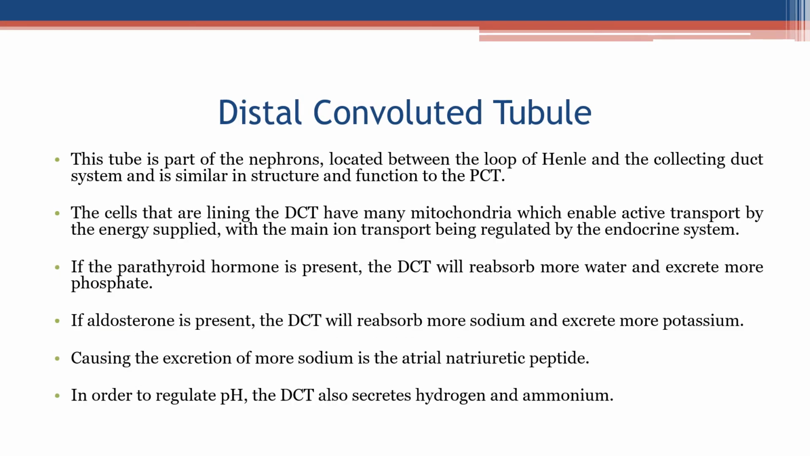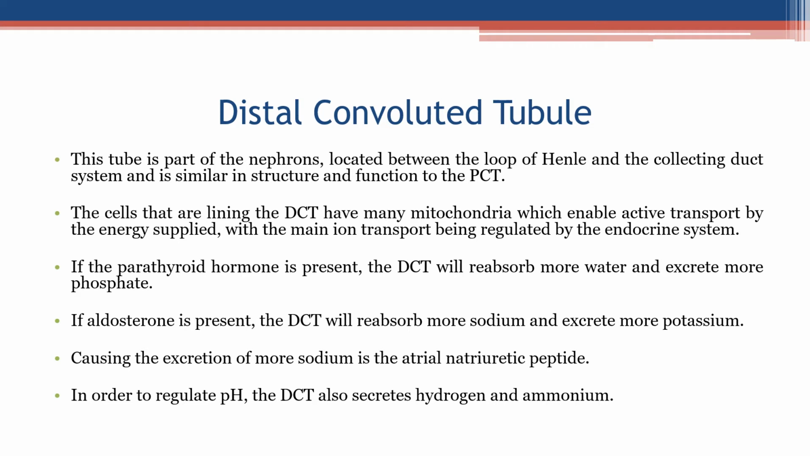Distal convoluted tubule. This tube is part of the nephrons, located between the loop of Henle and the collecting duct system, and is similar in structure and function to the PCT. The cells that are lining the DCT have many mitochondria which enable active transport by the energy supplied, with the main ion transport being regulated by the endocrine system.